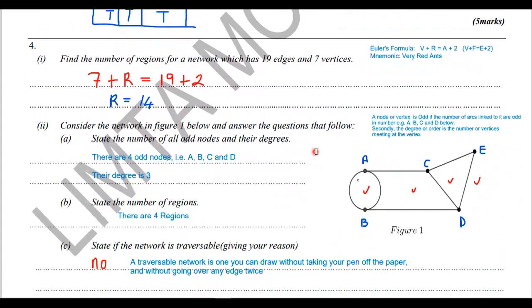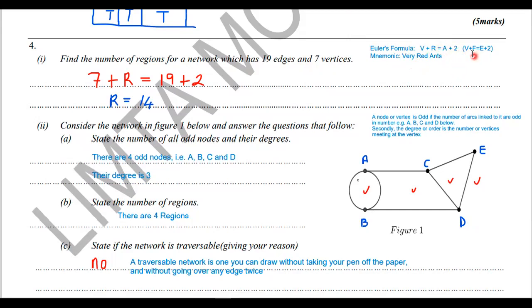Question 4: find the number of regions for a network which has 19 edges and 7 vertices. So we can use Euler's formula to actually work this out. And I have a mnemonic for this, some sort of a shortcut, whatever you call it in class. We have "very red ants." This "very" is vertices, "red" is regions, and "ants" is for arcs. The last one is where we have +2.